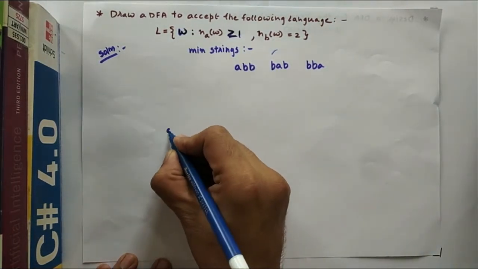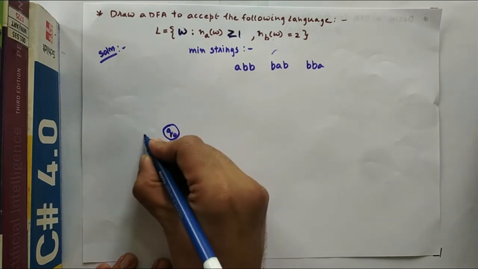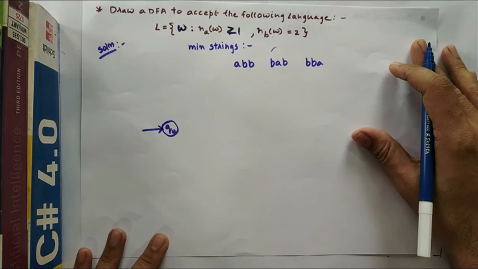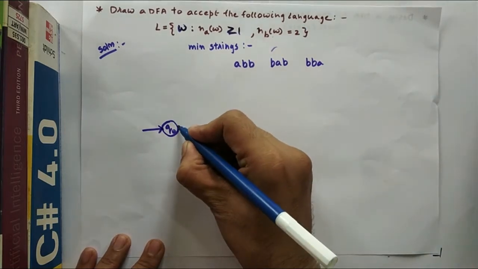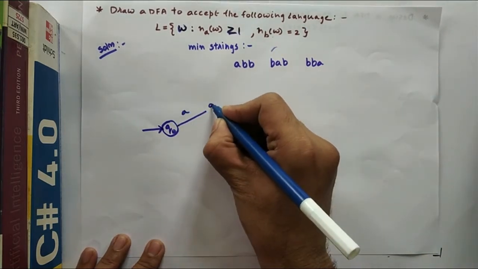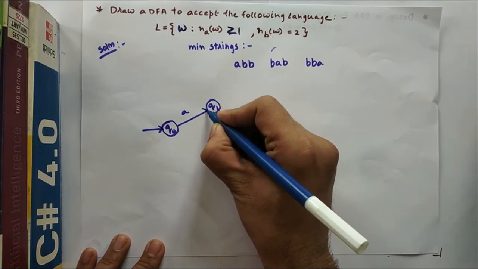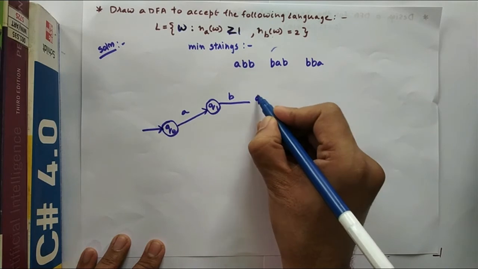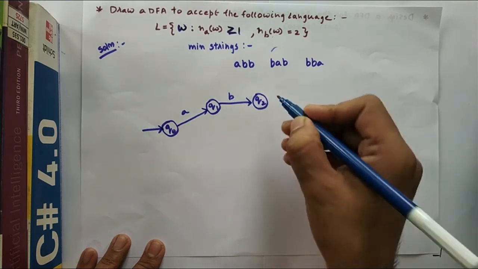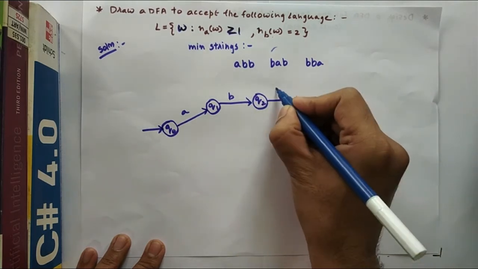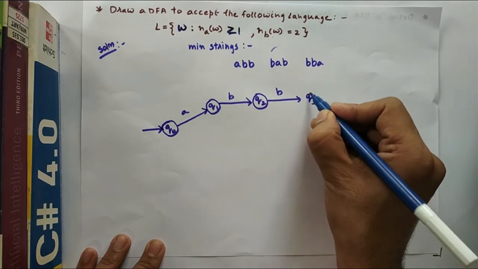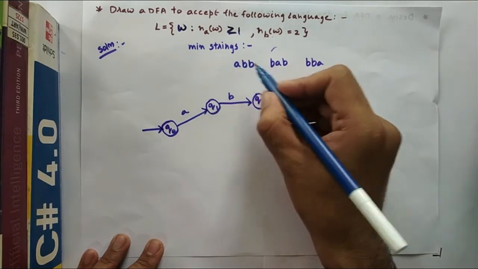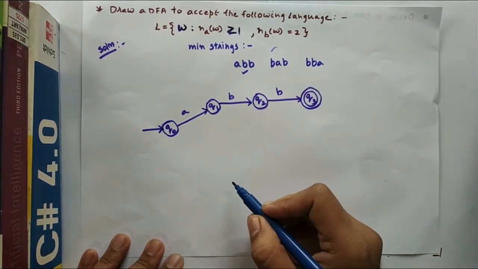So then you design a DFA for the minimum possible string. So from Q0, on reading A, you go to Q1. From Q1 on reading B, you go to Q2. And then from Q2 on reading another B, you go to Q3. And that's the final state. So this is the automata for minimum possible string, that is this ABB.